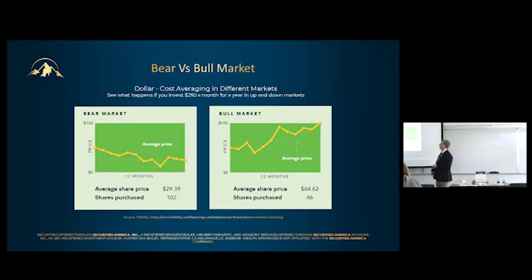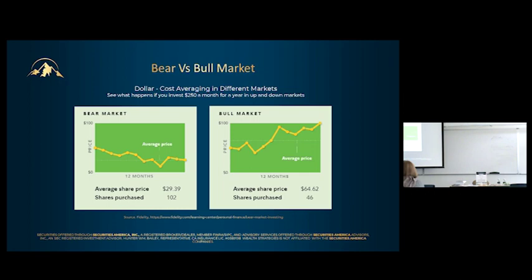So these graphs are a little difficult to see, but we'll look at this in a bear market versus a bull market and see what happens when you invest $250 a month for a year in both up and down markets. So here we have this line of the share price kind of going up and down over time. And if we're investing $250 every month on each of these periods, we can see that as the price begins to go down, we're going to get more of those shares.